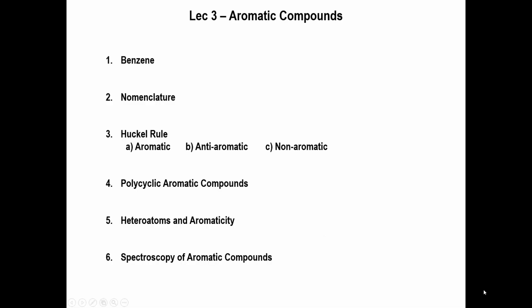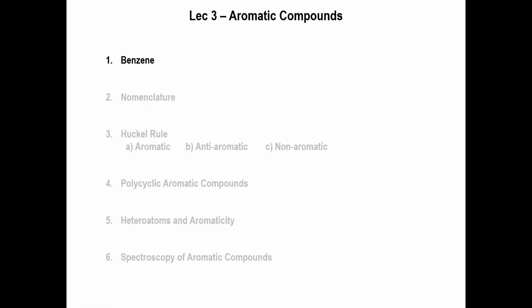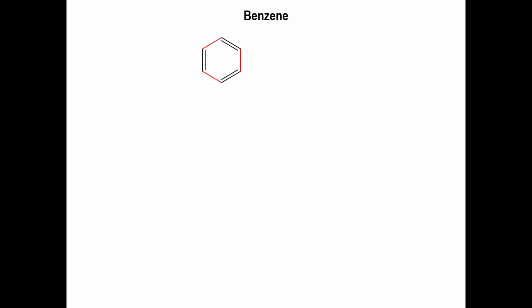So we're going to start by talking about benzene, which is probably the one aromatic molecule that you know about so far in this class. But you'll find out by the end of the lecture, there is more to aromaticity than just benzene. Benzene is the go-to example for aromaticity because it's so ubiquitous in the organic chemistry world. So if you recall, benzene is a cyclic compound. It's a six-member ring compound that has three alternating double bonds within the structure.